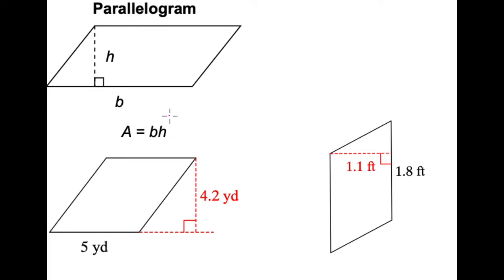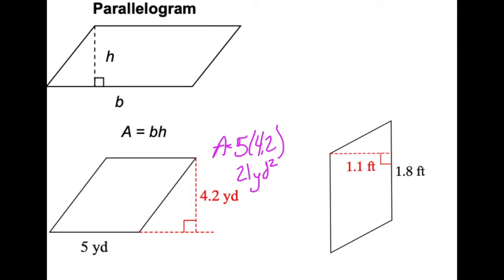And just like a rectangle, instead of it being length and a width, we're going to multiply the base and the height now. So the base times height. Our base here is 5 in our first example, and our height is 4 and 2/10 yards. So when we multiply 5 times 4 and 2/10, we have area equals 5 times 4 and 2/10. This gives us an area of 21 yards squared.